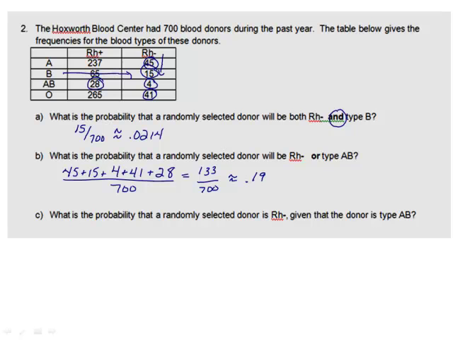Now the next one's a conditional probability. Donor is Rh negative given that they're type AB. So we just look at the AB row. There are 32 total donors that were AB, and then 4 of those were Rh negative. So we're just taking 4 divided by 32 to get our probability. So that's 0.125.